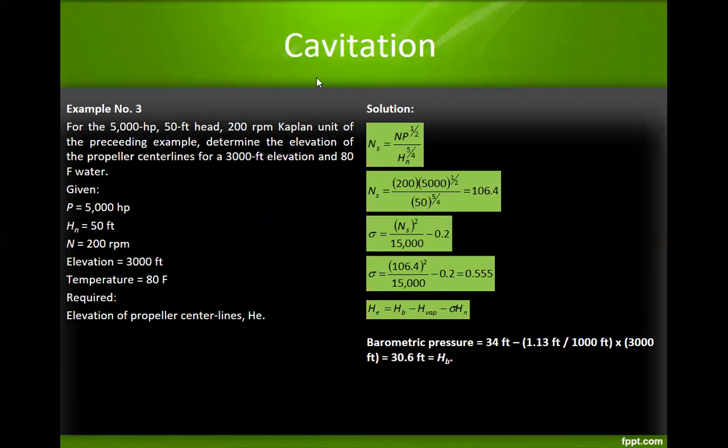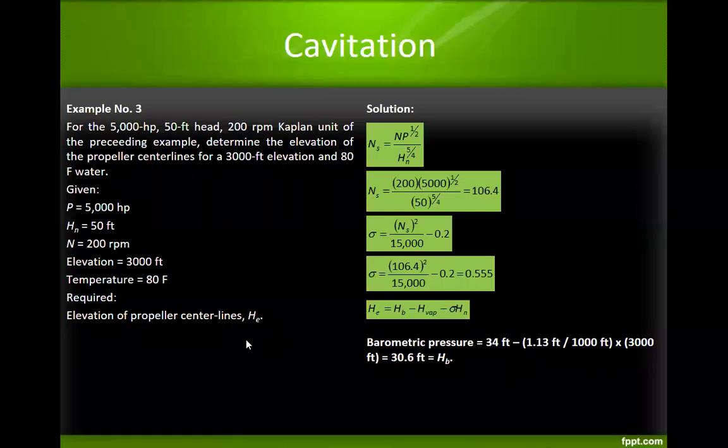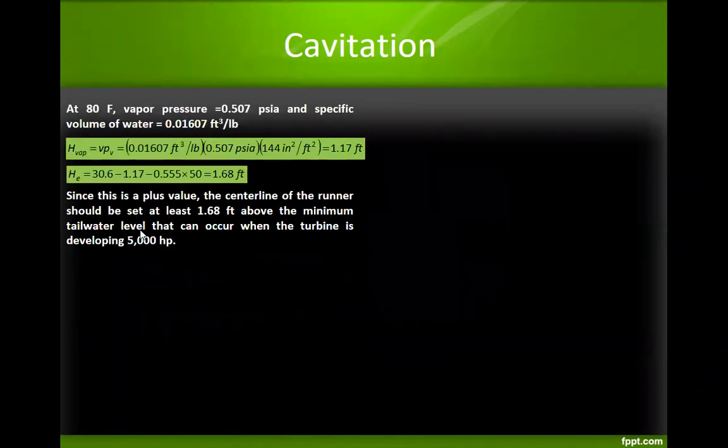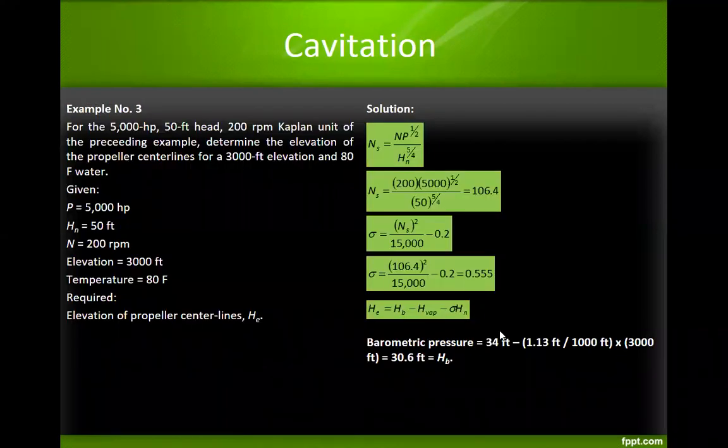Solution. First, the specific speed. H sub S is equal to H sub B minus H sub V minus sigma H sub n. You can get that from the elevation. So, n sub s is equal to n times P to the 1/2 over H sub n to the 5/4. n sub s is equal to 200 times 5,000 to the 1/2 over 50 to the 5/4, which is 106.4.